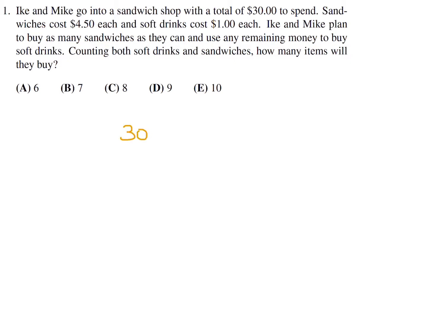So of the $30, they want to divide that by the $4.50, and we want the integer value. Basically, the most sandwiches we can get. And the answer to that is 6, because if you try to buy 7, the total will be more than $30.